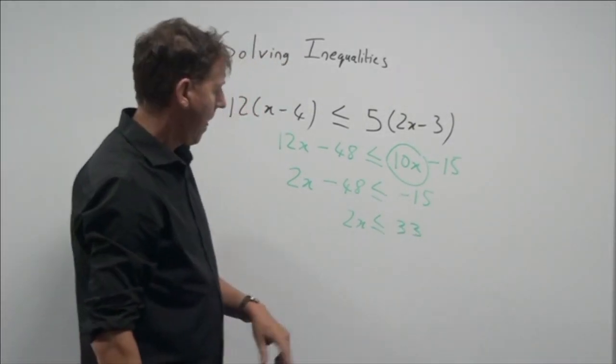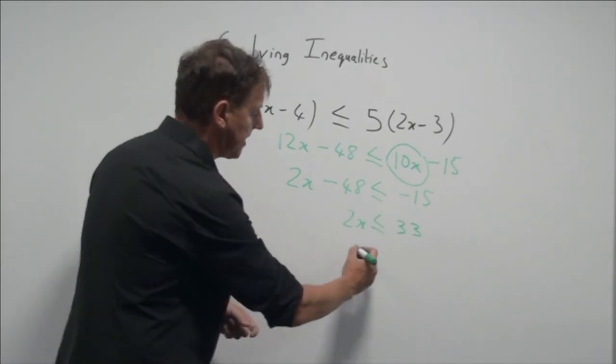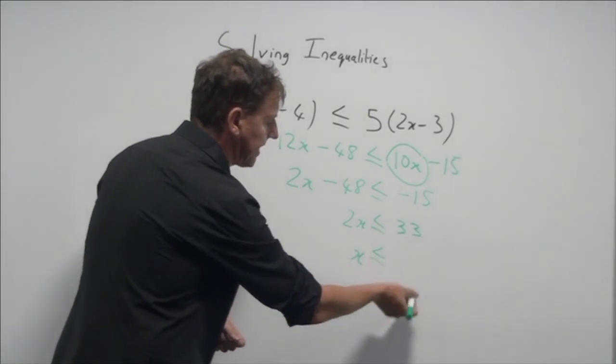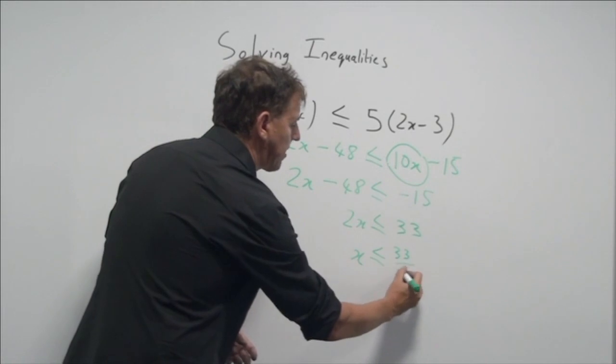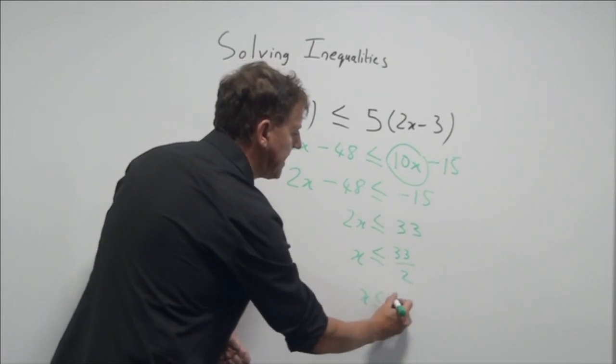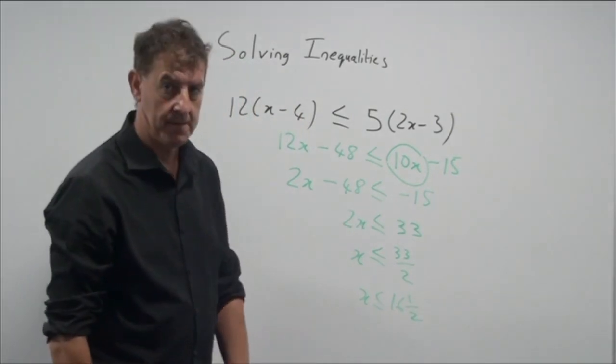And finally, I'm going to get rid of times by 2. And how do I get rid of times by 2? I divide by 2. So x is less than or equal to 33 divided by 2, which comes to a grand total of 16, with 1 left over, which is 16 and a half.